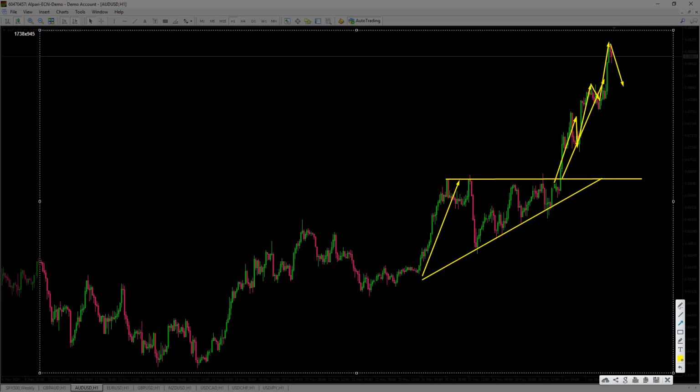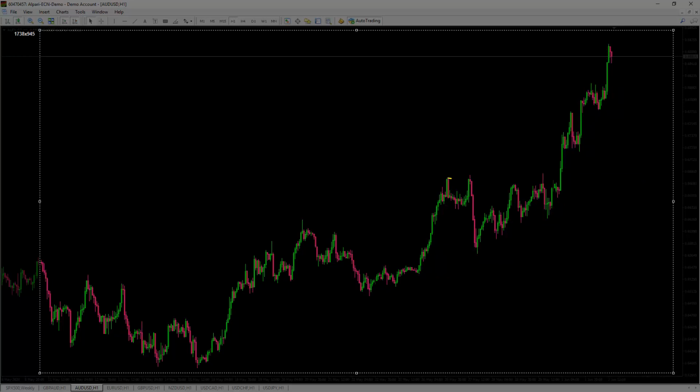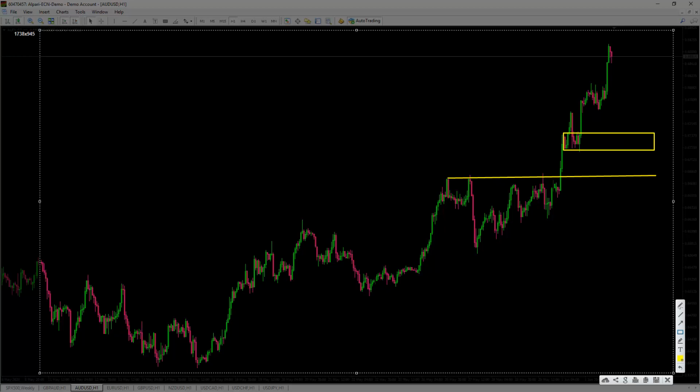How much? Well, the very first level that we are expecting is here. The second level is around here-ish. The third level is around here.